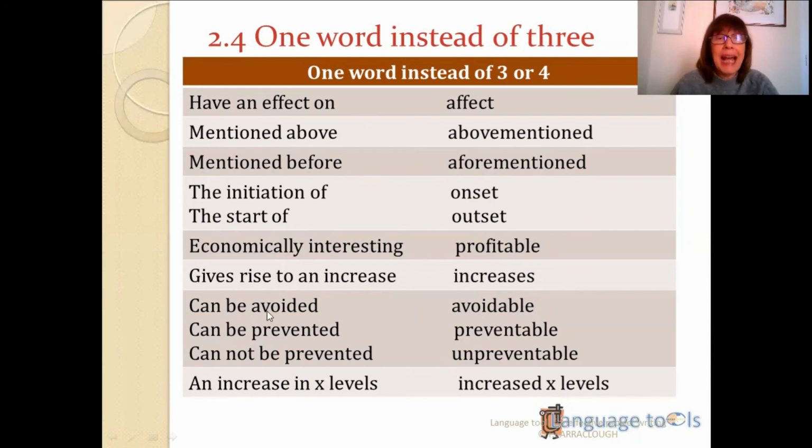So rather than can be avoided, it is avoidable. Can be prevented, it's preventable. Cannot be prevented, it's unpreventable. We're going to have a look at this question of positive and negative in another module, but it's also a very useful way to create clearer and more concise sentences.